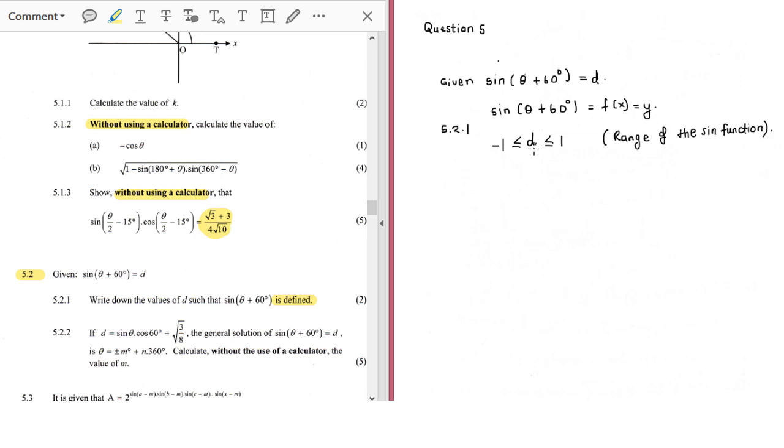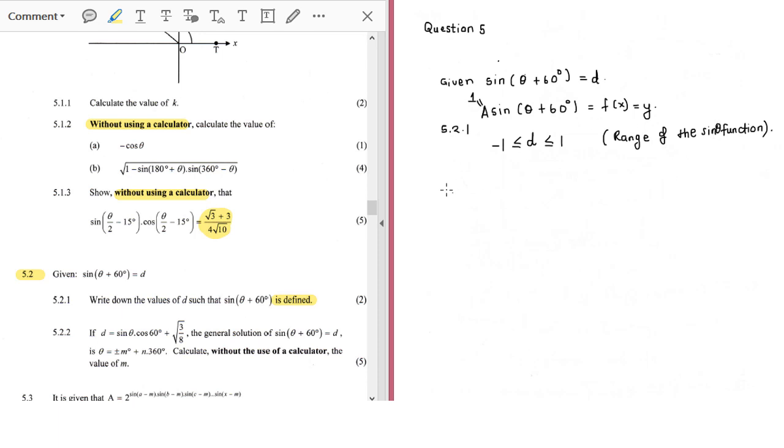And why does it stay constant between -1 and 1? Well, because we don't have any change in our amplitude, right? So we don't have any a value over here. Our a value is equal to 1. So then the range of this function, sine of theta plus 60 degrees, is going to be exactly the same as the range of the function sine theta.